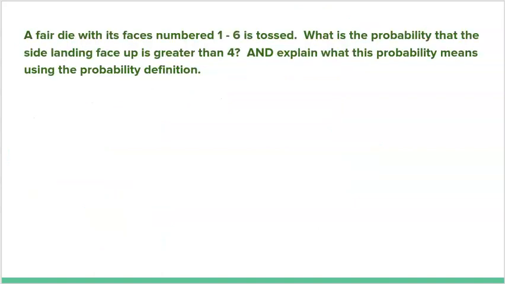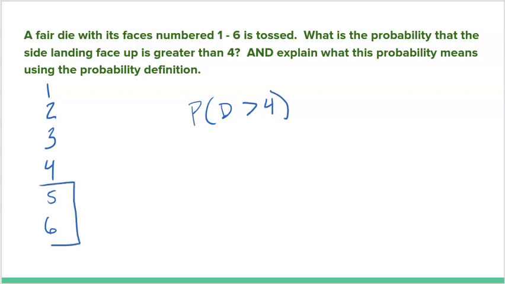Let's do another one. A fair die with its faces numbered 1 through 6 is tossed. What is the probability that the side landing face up is greater than 4? And explain what this probability means using the probability definition. All right, so let me list my sample space. I always start there. 1, 2, 3, 4, 5, 6. Those are the outcomes. They want me to find the probability that the die is greater than 4. Well, the only numbers greater than 4 are 5 and 6. So 2 out of the 6 options in my sample space will make me happy. And that reduces to 1/3.